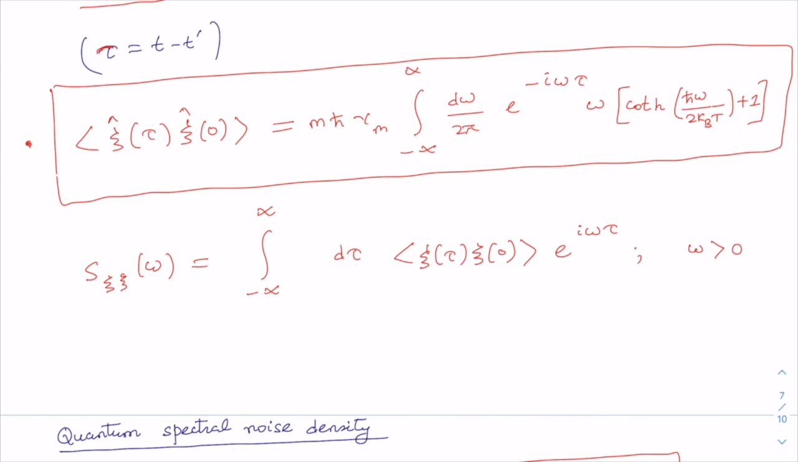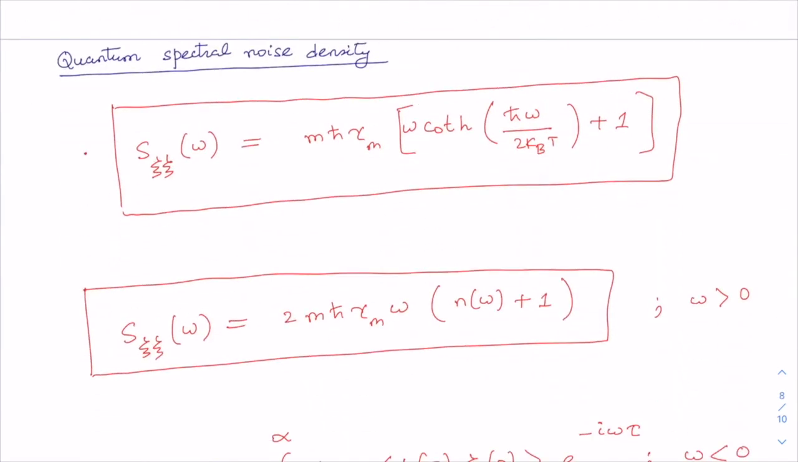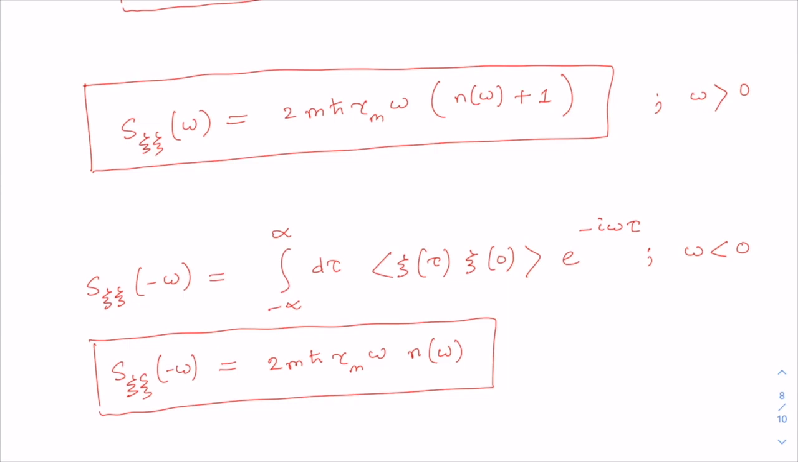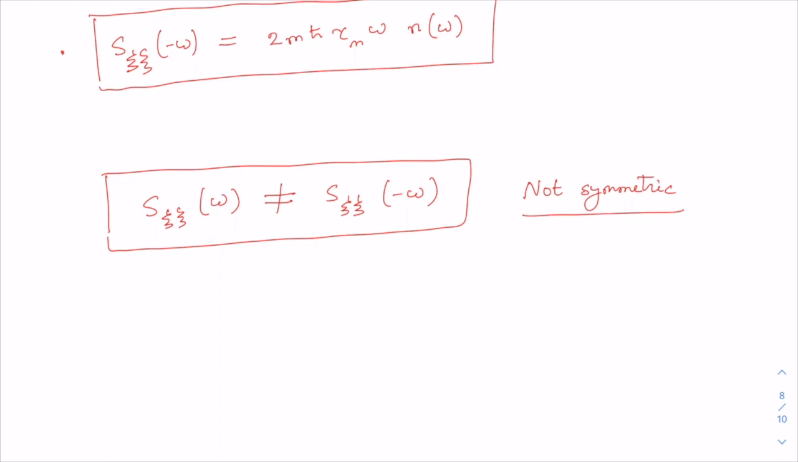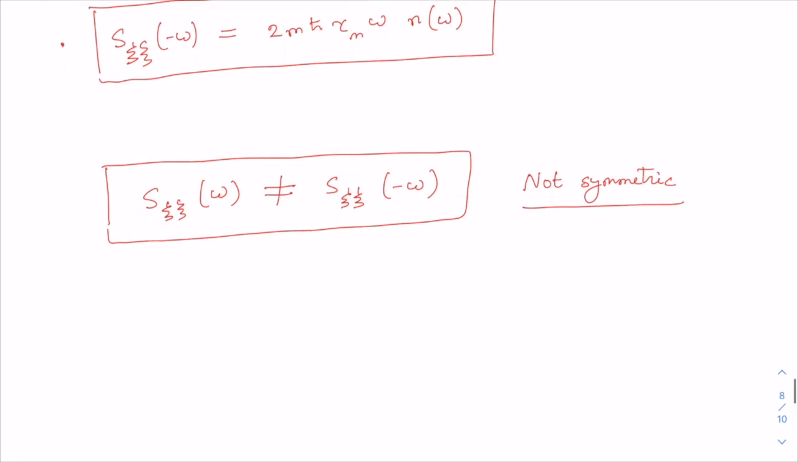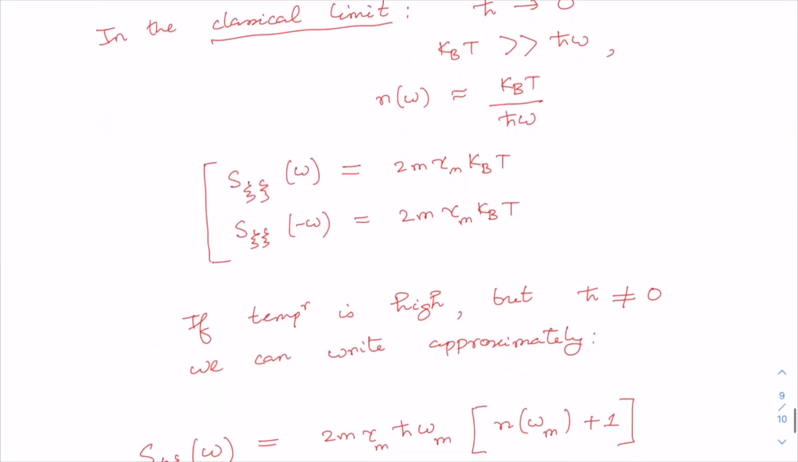After that, we calculated the quantum spectral noise density, and to do that, we just have to work out the Fourier transform of the correlator, and doing that we get the expression for the quantum spectral noise density for omega greater than zero, and we have worked it out for omega less than zero also. So we worked out the quantum spectral noise density at plus omega and at minus omega, and it turns out that this function is not symmetric, which is unlike the classical case. In the classical case, we saw that this spectral noise density is a symmetric function. In the classical limit, obviously, again we obtain the classical expression for the spectral noise density.